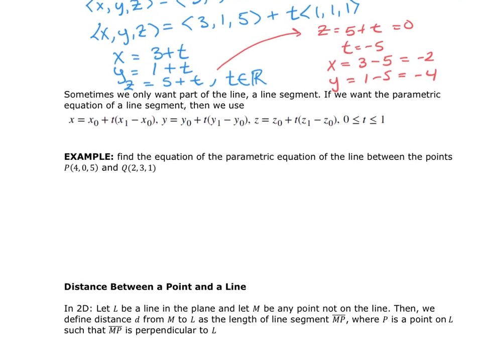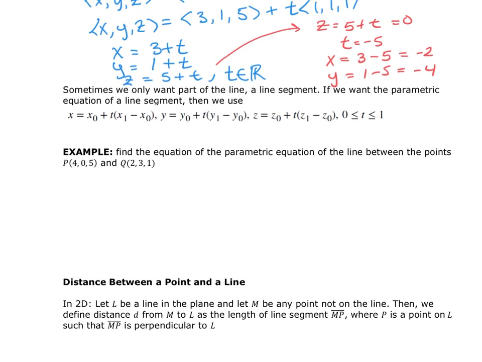There's going to be times in which we only want a portion of the vector. We just want a part of the line. And so what we do is we use these adjusted equations. X is equal to x naught plus t, x1 minus x naught, and then etc. for t between 0 and 1. So this allows me to take just a portion of the line between the two given points.